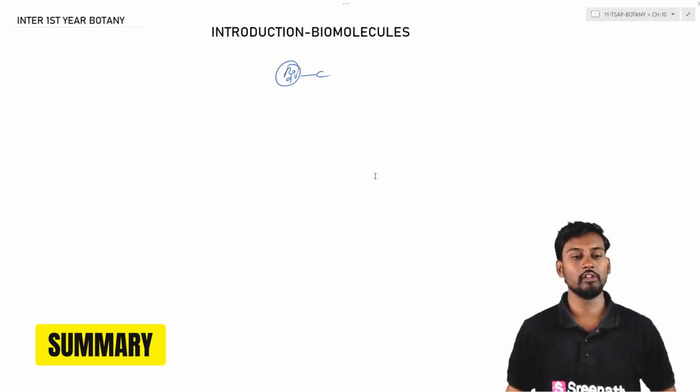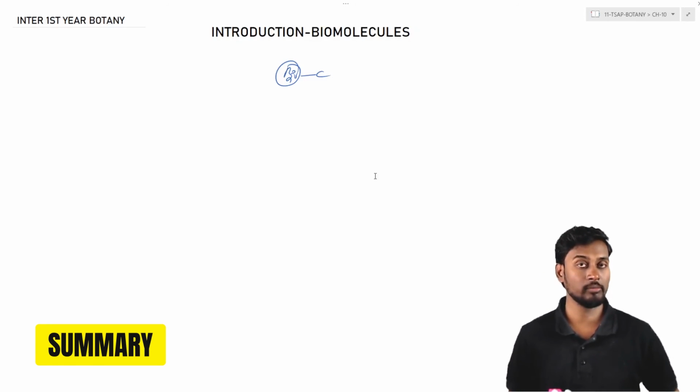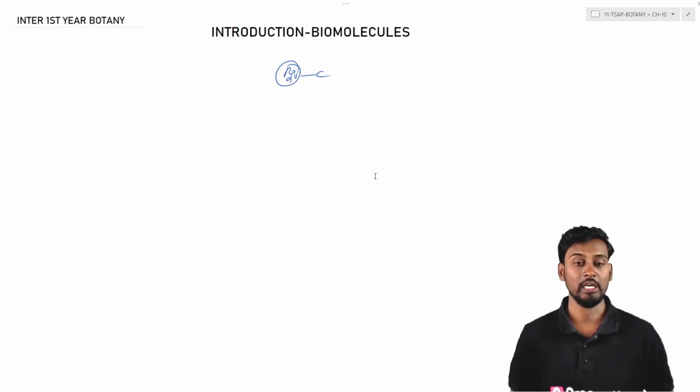Coming to the summary of this particular chapter 10 of the botany 1. So here we are going with the summary of this particular chapter. దీంట్లో మనం introduction to biomolecules ఇవ్వబోతున్నాం. So what are biomolecules, what are the molecules, and how the biomolecules are different from the other molecules, why they are called biomolecules, and what is their involvement, whether in the structure and the function of the cell. That is about the introduction to the biomolecules.